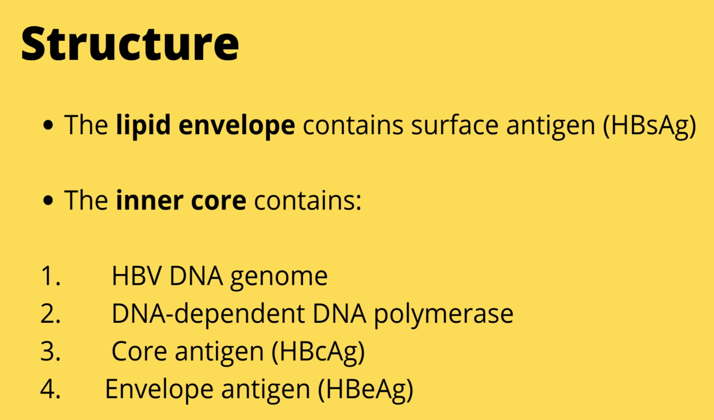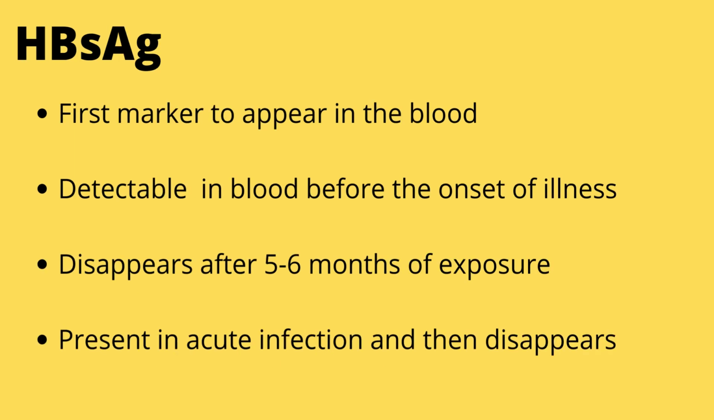In the structure of hepatitis B virus, there is an outer lipid envelope that contains an important antigen, that is hepatitis B surface antigen. In its inner core, there is hepatitis B DNA genome, DNA-dependent DNA polymerase enzyme that is required for its replication, and two other important antigens, that are core antigen and envelope antigen. Now we will discuss all the important antigens or markers that are present in this virus.